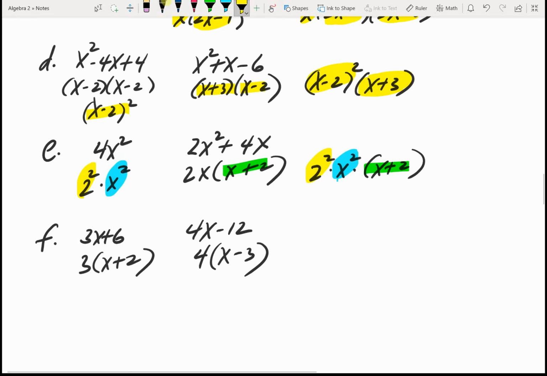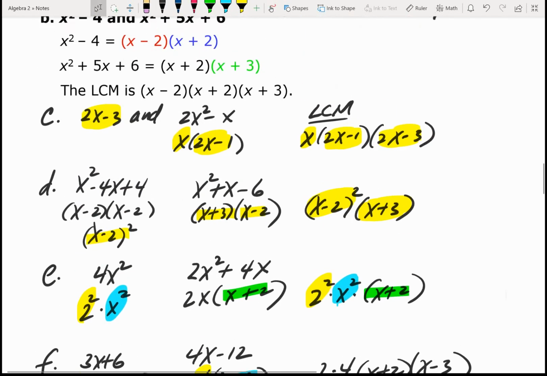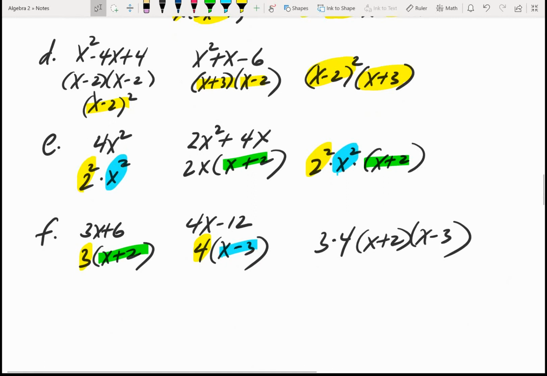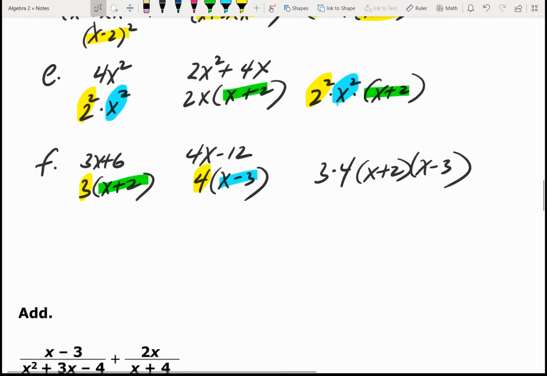My LCM has to include 3, and it has to include the 4. So 3 times 4. And then it has to include the x plus 2 and the x minus 3. So my LCM includes all those factors, the least common multiple. All right. And with that, then we can actually go on to adding and subtracting rational expressions.